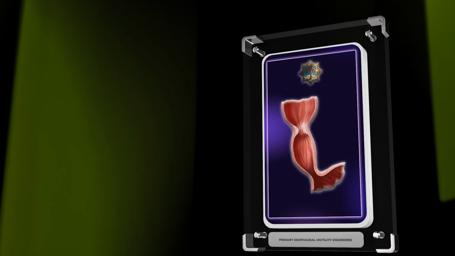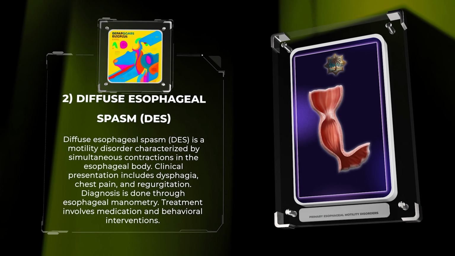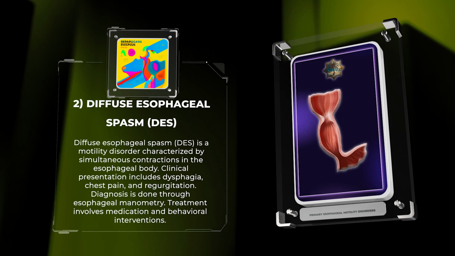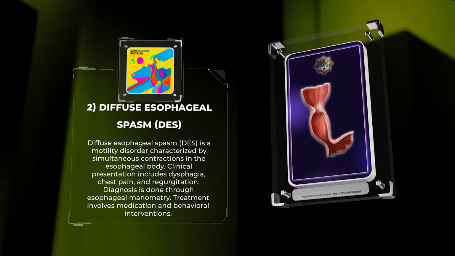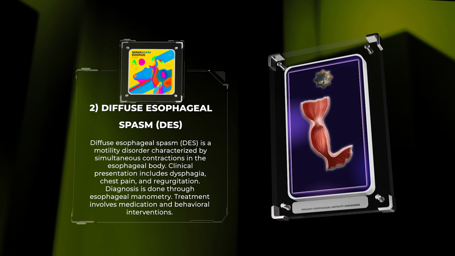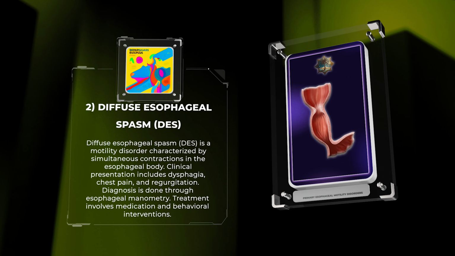Diffuse esophageal spasm, DES, is a motility disorder characterized by simultaneous contractions in the esophageal body. Clinical presentation includes dysphagia, chest pain, and regurgitation. Diagnosis is done through esophageal manometry. Treatment involves medication and behavioral interventions.